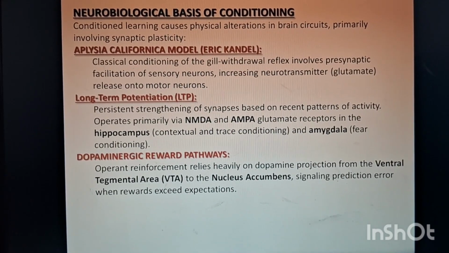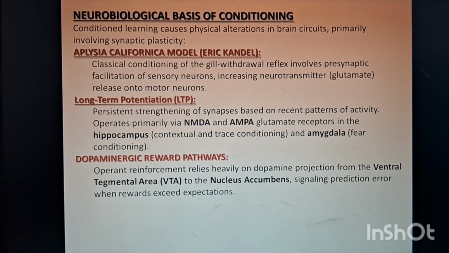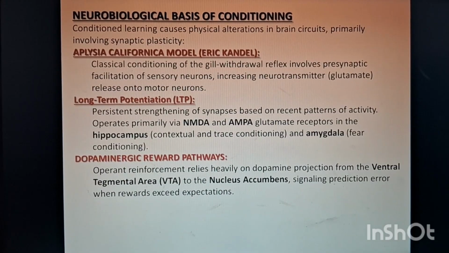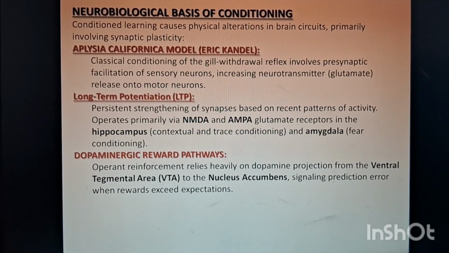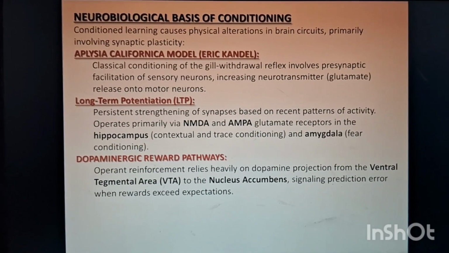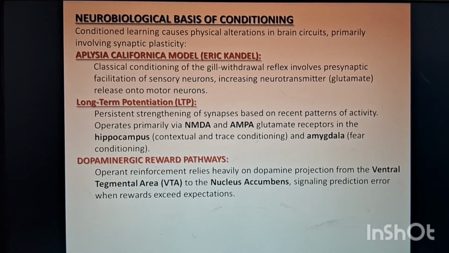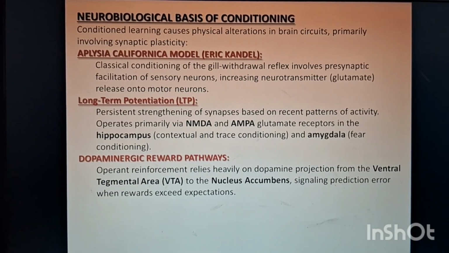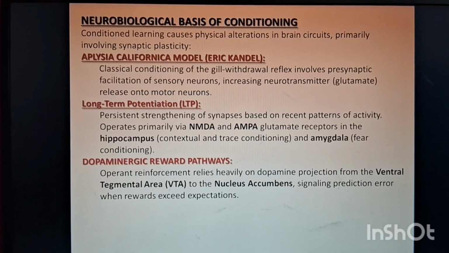Next, long-term potentiation or LTP: persistent strengthening of the synapse based on recent patterns of activity, operating primarily via NMDA and AMPA glutamate receptors in the hippocampus and amygdala. Next, dopaminergic reward pathways. Operant reinforcement relies heavily on the dopamine projection from the ventral tegmental area to the nucleus accumbens, signaling prediction error when rewards exceed expectations.